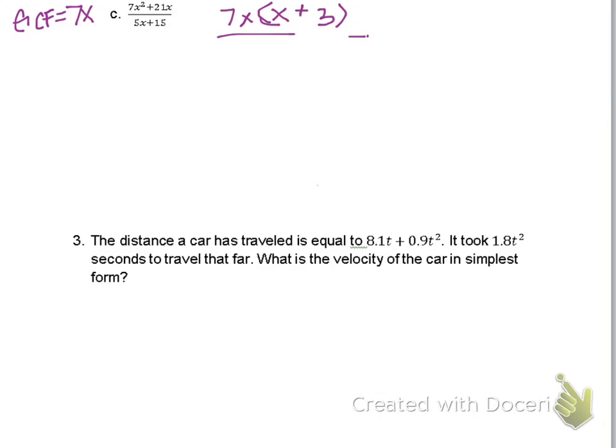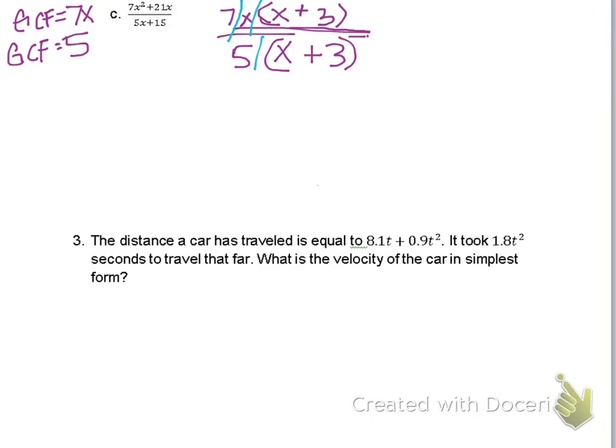On the bottom, the greatest common factor would be 5. 5 goes into 5 and 15, and they don't both have an x, so we can't pull out x. So we would just pull out 5. 5 divided by 5 is 1, and then we have the x left. And then 15 divided by 5 is 3. So we have x plus 3 and x plus 3. Now again, if we separate these into factors, we'd have 7 times x plus 3, and 5 times x plus 3.